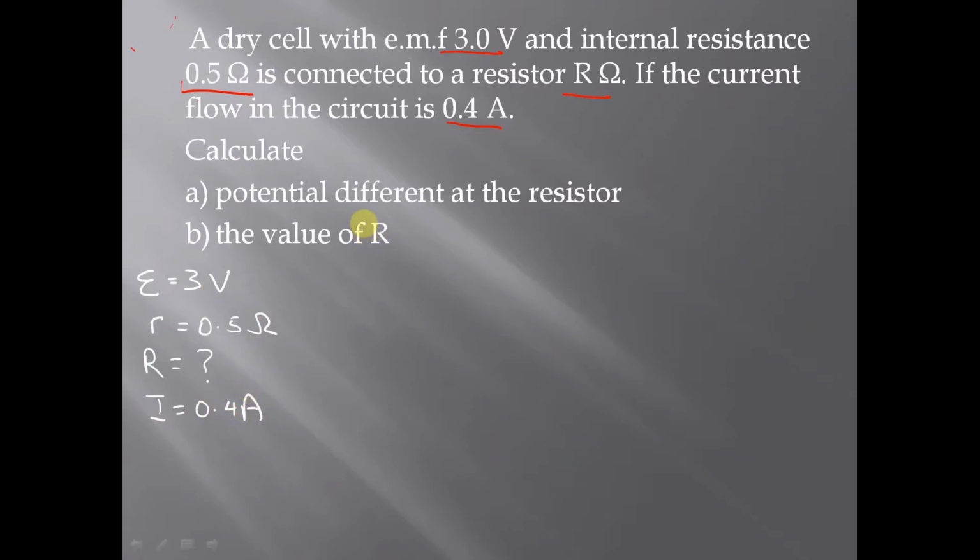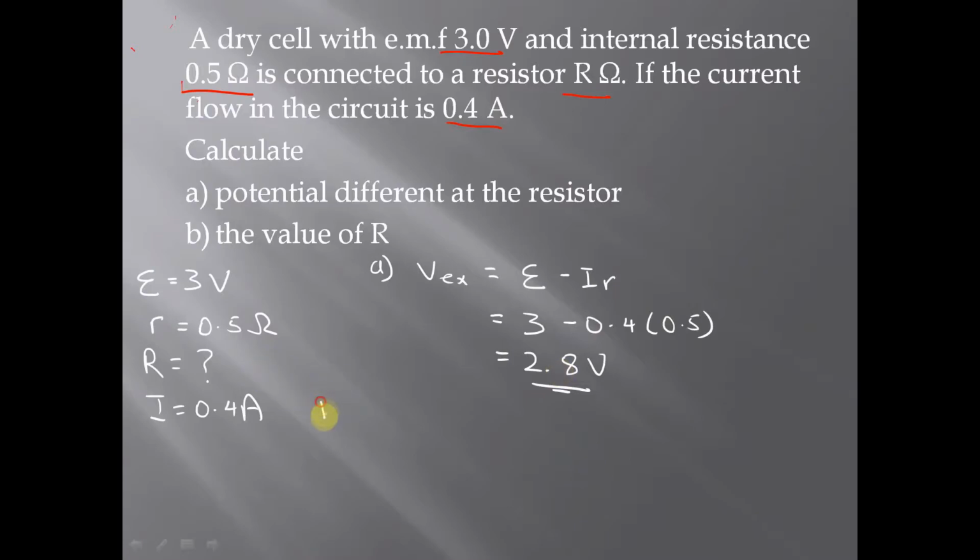So soalan A, potential difference across the resistor. Bermakna dia nak cari apa? It's an external voltage. Do remember external also can be written as EMF minus internal IR. So iaitu 3 tolak 0.4 multiply 0.5. Calculator, you get 2.8 volt.